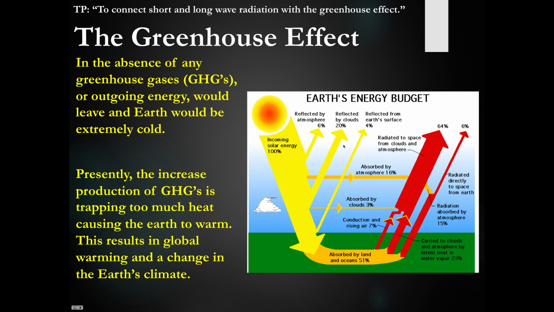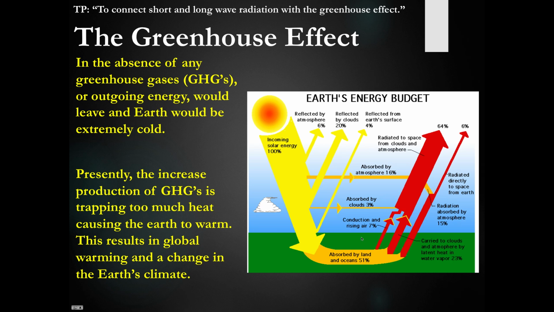4% reflected from the Earth's surface. So sometimes we can have light color things and smooth surfaces, and 4% of that can get reflected. According to this picture, roughly 51% is absorbed by land and by oceans. When this gets absorbed, if you're a good absorber, you're also a good radiator. Notice all the arrows going back up, and it's a different color. It's red, which is heat.